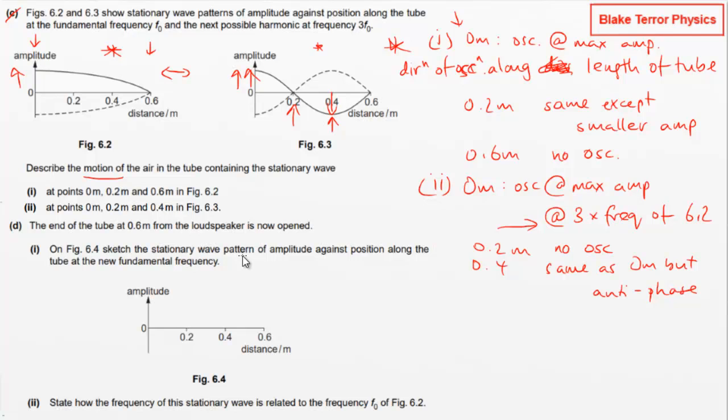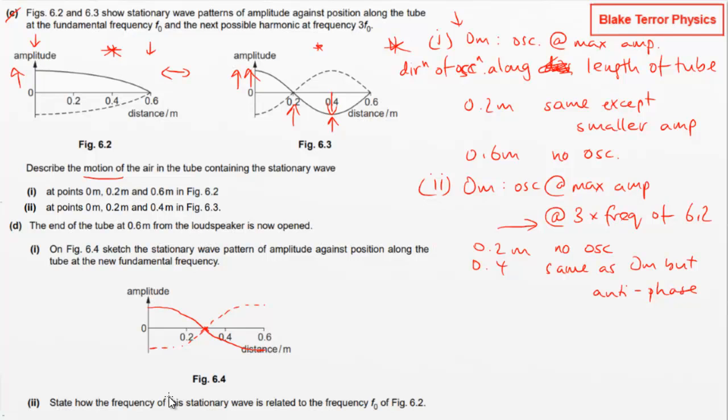Part D. The end of the tube at 0.6 meters from the loudspeaker is now opened. Right, so I made it a double open tube. On figure 6.4, sketch the stationary wave pattern of amplitude against position along the tube at a new fundamental frequency. Right, so now we need to have antinodes at both ends. So we're going to have a node in the middle, and we're going to have something that's going like this. And then we can draw in the dotted bit to make the envelope.